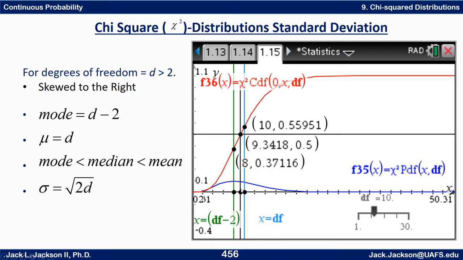And so that x value there of 9.3418 is the median. And then it turns out that the mode, which is where the graph of the PDF is the highest, and like I said, that's also where the CDF has an inflection point, turns out to be just the degrees of freedom minus 2. So notice here, degrees of freedom are 10, the mode happens at 8.